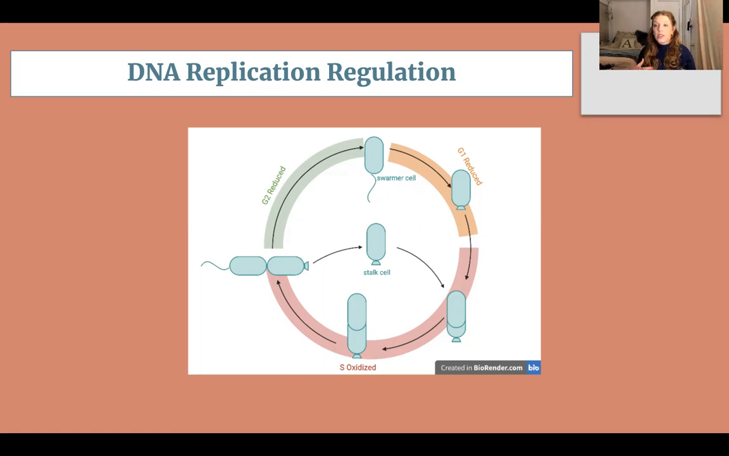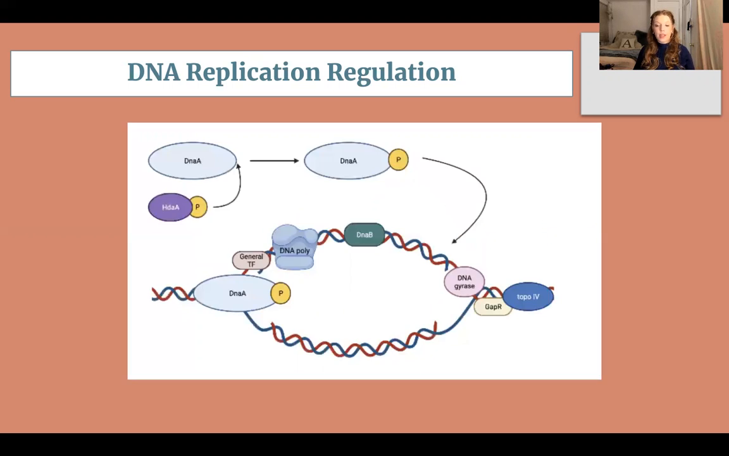Now, these different redox states of the cell are important for the regulation of a lot of different proteins within DNA replication. Within DNA replication itself, there are four major regulators: CtrA, GcrA, CcrM, and DnaA. Out of these four, two are what affect replication the most, which are CtrA and DnaA. DnaA is responsible for the initiation of DNA replication. Once it's phosphorylated by HdaA, it is able to bind to the site of replication and open up the double helix in order to recruit the other DNA replication factors.